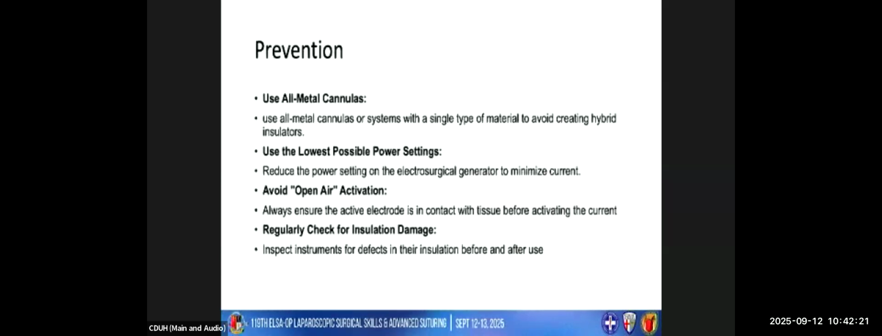So how do you prevent this? Use all-metal cannulas. Opt for metal cannulas or systems with a single type of material to avoid creating hybrid insulators. Use the lowest possible power settings. Reduce the power setting in the electrosurgical generator to minimize current. Avoid open air activation. Always ensure that when you activate the electrode, it is in contact with the tissue before activating the current. And regularly check for insulation damage.